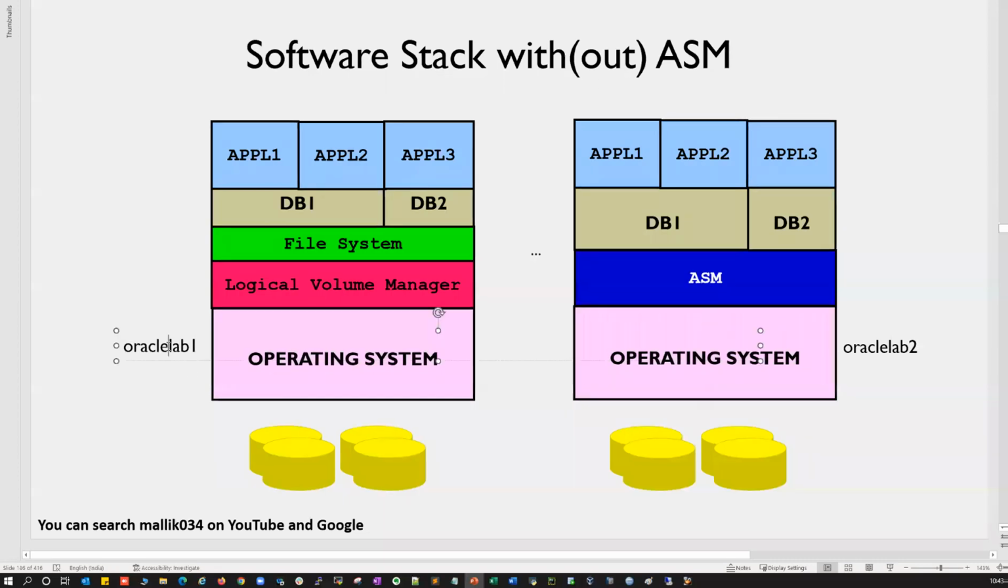This is my operating system. This is my Oracle Lab 1, and this is my Oracle Lab 2. Here I have ASM installation, and here I don't have ASM installation. I created a database here, and I created a database here. For these two databases, the actual data is going to reside under ASM. For these two databases, there's no ASM, so the actual database data files are going to reside under the OS file system, right?